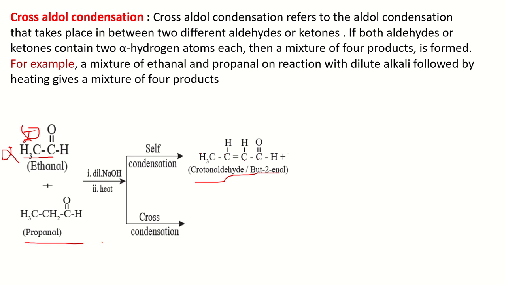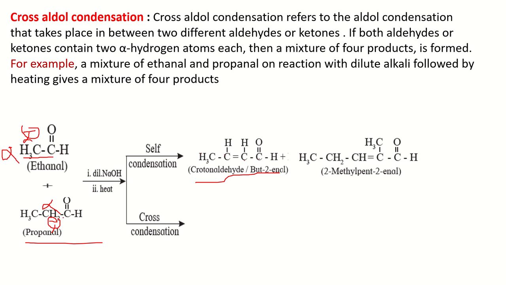Let's see what happens to propanol. Again, the neighbor carbon is the alpha carbon. The negative part is created on this alpha carbon. This negative part of the propanol attacks the carbonyl carbon of the second molecule of propanol. The resulting product is 2-methylpent-2-enal.